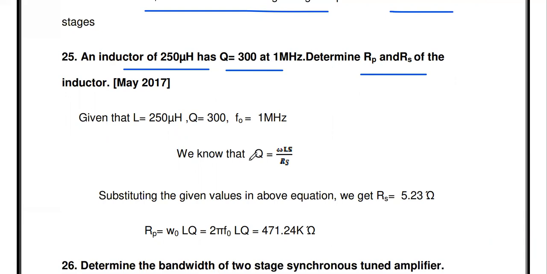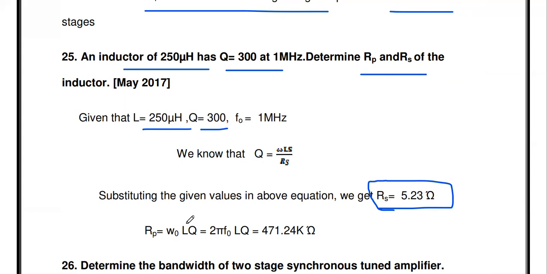RS means series resistance, RP means parallel resistance of that inductor. According to the formula, the quality factor equals omega Ls by Rs. So from this, Rs equals omega Ls by Q. Substituting omega equal to 2 pi f naught with f naught 1 megahertz, L is 250 microhenry, and quality factor 300, we get the answer Rs equal to 5.23 ohm.